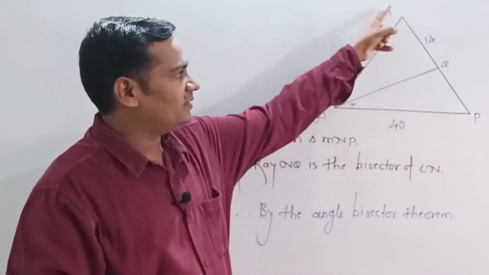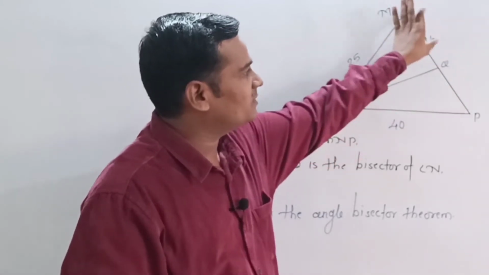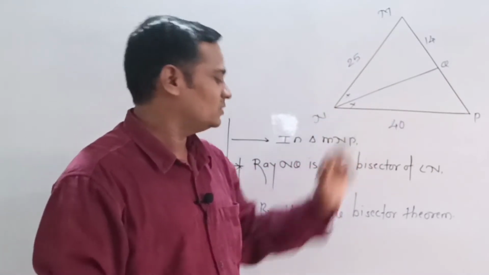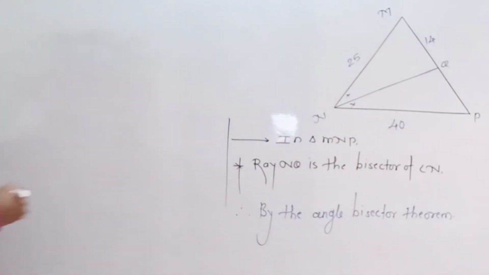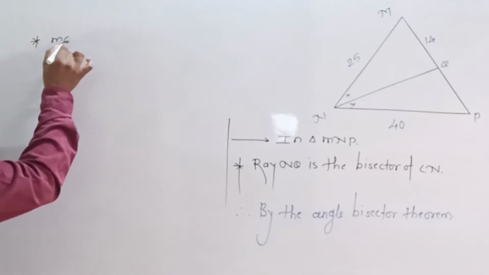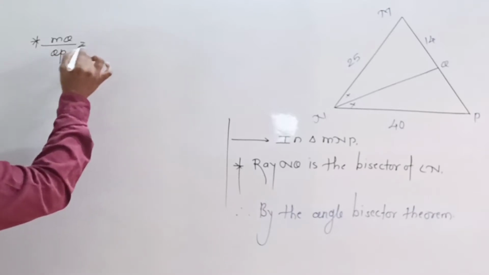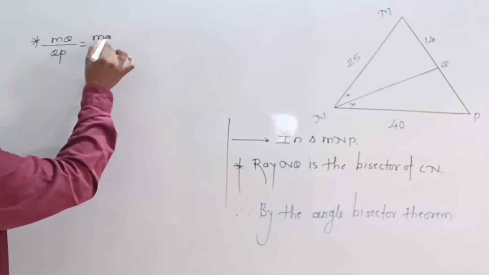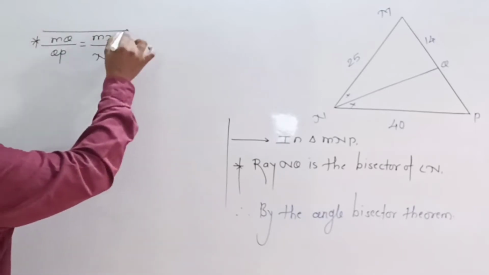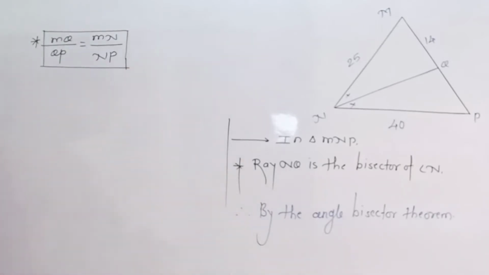Now which is the opposite side? MP is the opposite side, and the ratio of these two segments, that means MQ upon QP, is equal to the ratio of the remaining two sides. So let's write down that ratio over here. MQ upon QP is equal to MN upon NP. Now this is the ratio. These two ratios will be equal to each other.